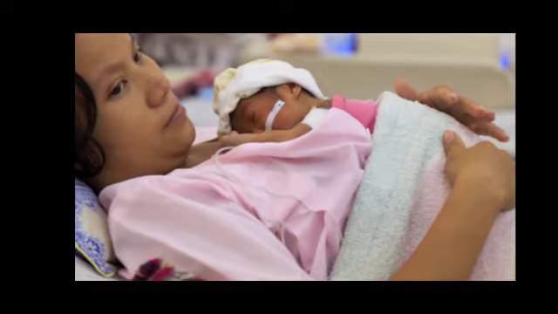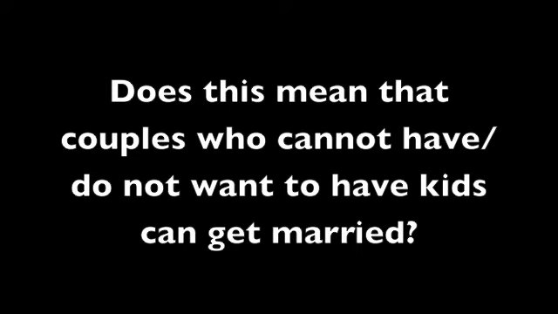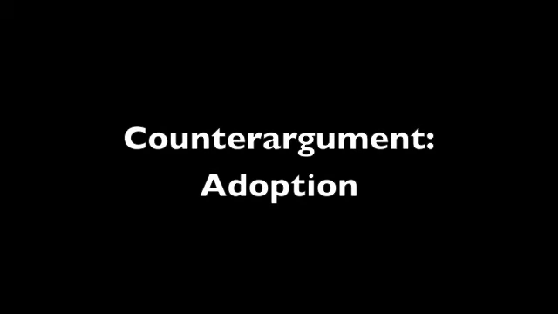This argument is a double-edged sword, however, and we run into a knowledge problem. Does this mean that couples who do not plan to have children, or who cannot have children, should not be allowed to be married? They, just like homosexual couples, would not be able to create children. The other counter-argument is adoption. Gay spouses would be able to adopt children who need a home.